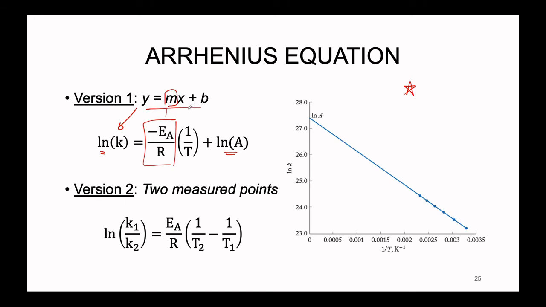Our variable which we can measure pretty easily in lab is going to be temperature. Therefore, we will say 1 over our temperature is going to be our x. And we will add to this our y-intercept, the natural log of A. So our dependent variable is equal to natural log of K. X is equal to 1 over T. This is our independent variable.